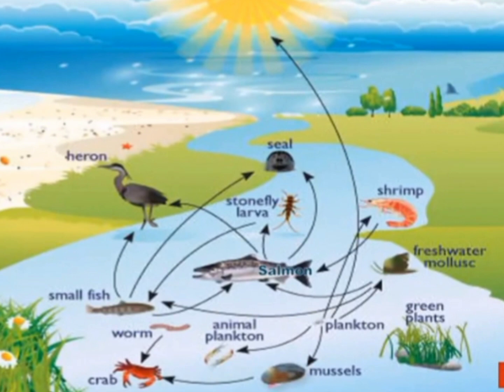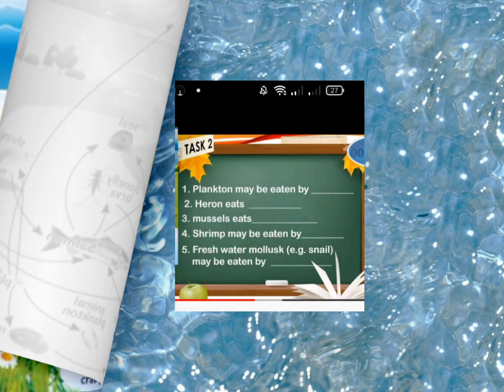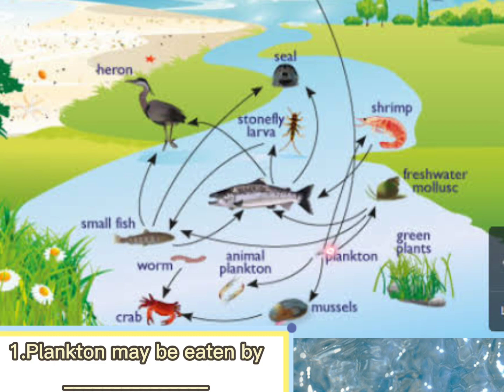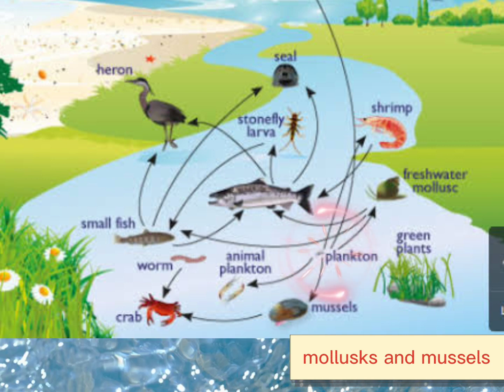Now let's analyze the diagram. Observe the pattern of how organisms interact and get energy through eating. For example, the salmon eats small fish, mollusk, and shrimps. Based on this diagram, fill in the blank of each item to complete the sentence. Number 1. Plankton may be eaten by blank. Yes, mollusks and mussels.